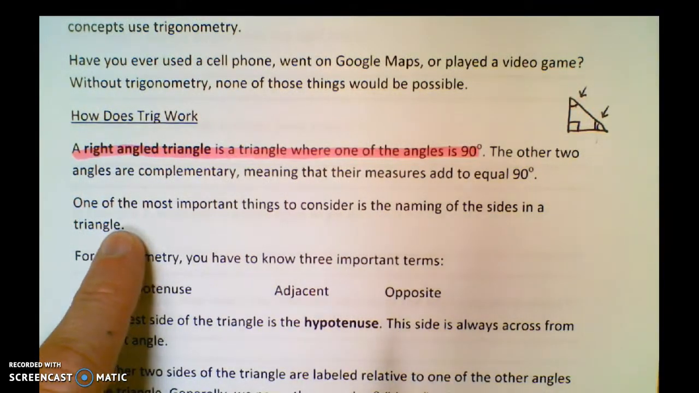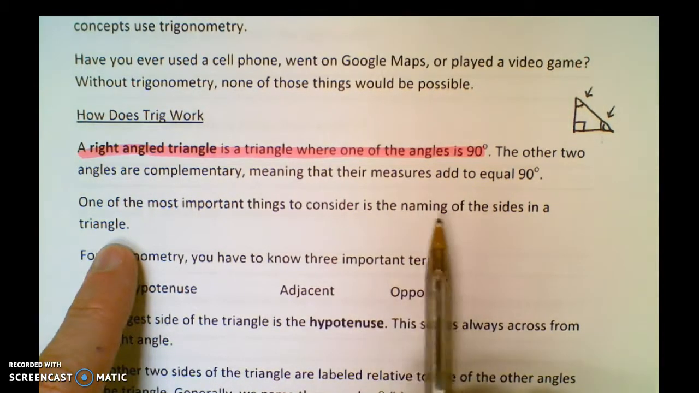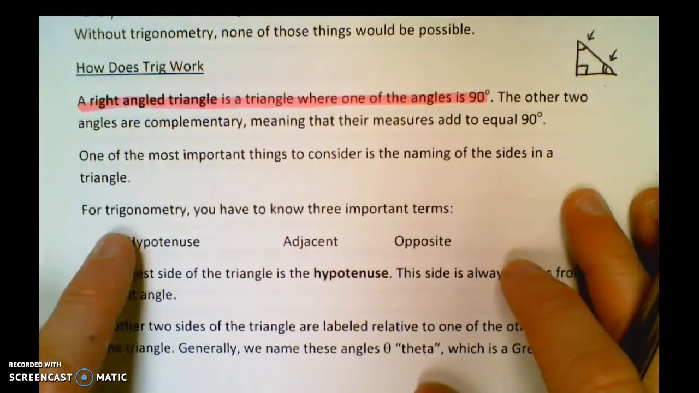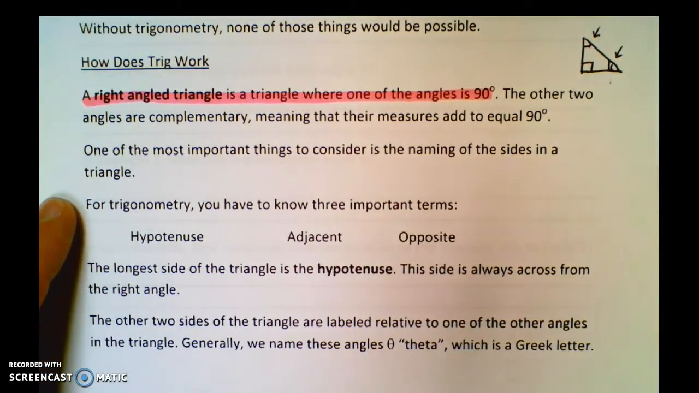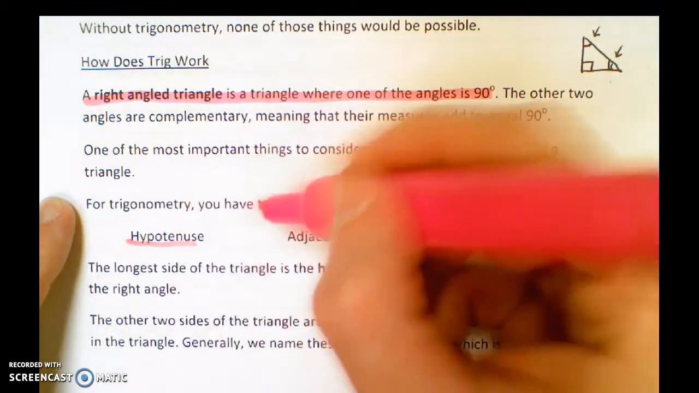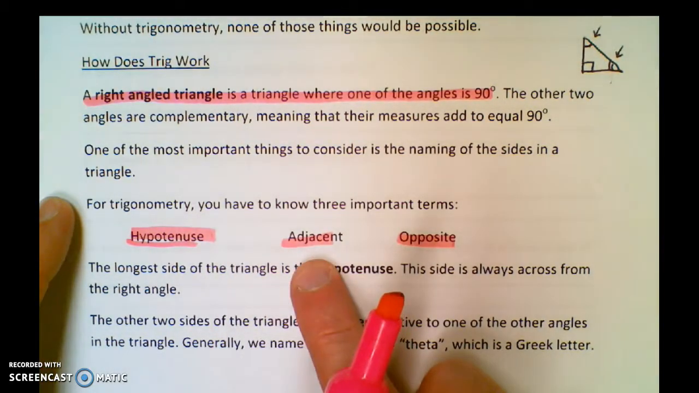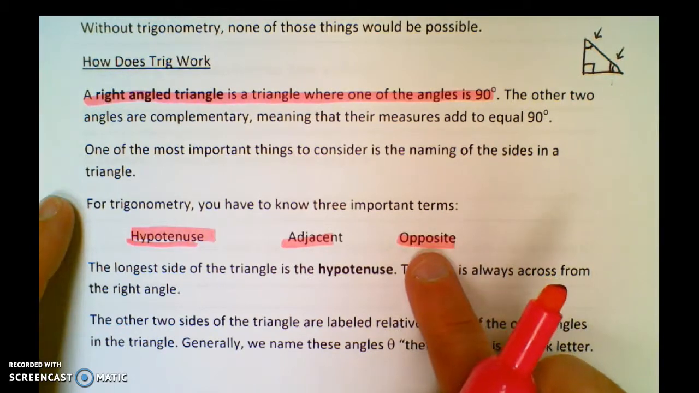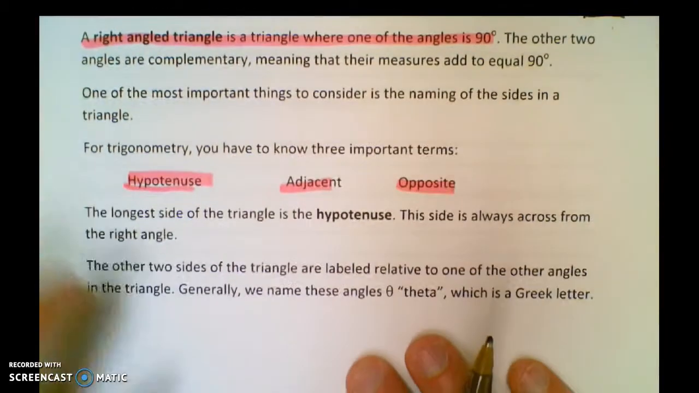One of the most important things to consider is the naming of the sides in a triangle. So for trig, you have to be really careful with how you name sides. For trigonometry, you have to know these three important terms: hypotenuse, adjacent, and opposite. We've dealt with hypotenuse, and we've seen adjacent before in different ways, and we've kind of talked about things that are opposite as well. But let's keep reading to see what else we need to know.